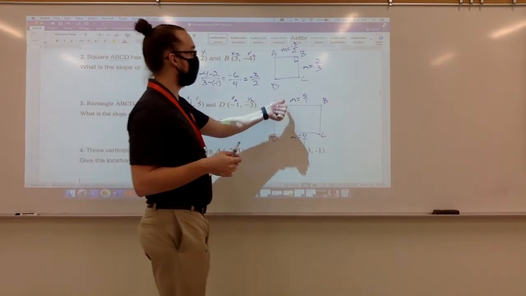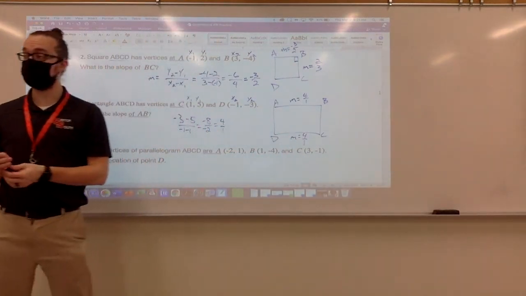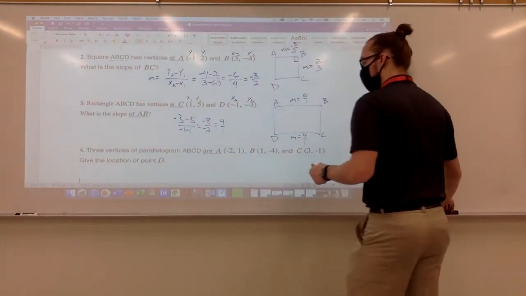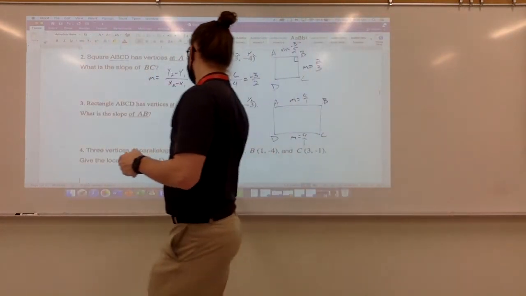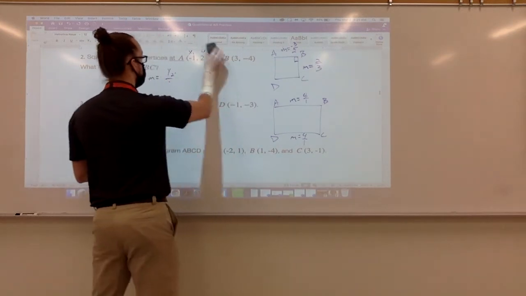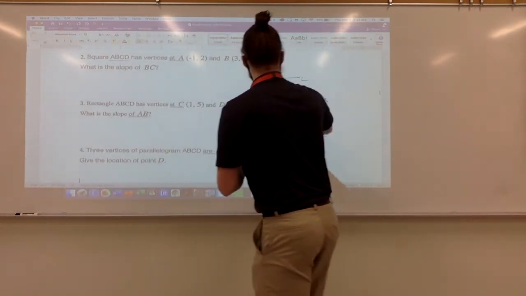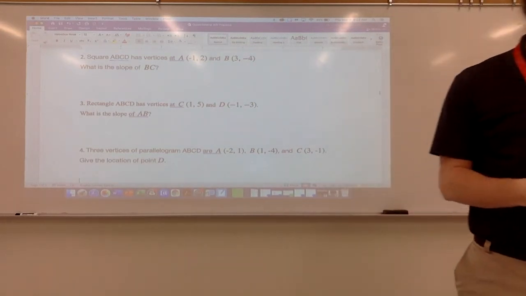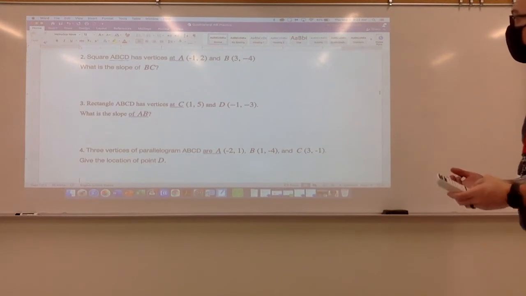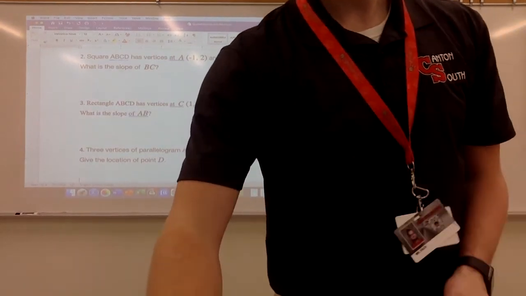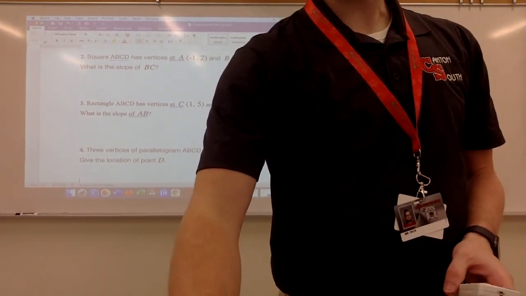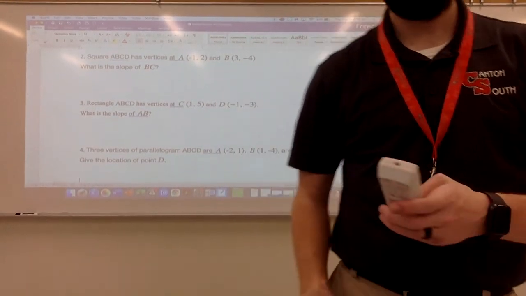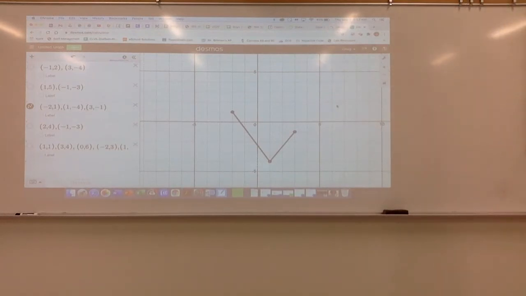If it's asking for an opposite side, we know it'll just be the same slope, okay? On number 4 then, it asks us to find the 4th point. Okay, so on something like this, we definitely want to graph this, right? You have access to Desmos, so use Desmos, right? So I've already typed these into Desmos, so this is what this situation is looking like.